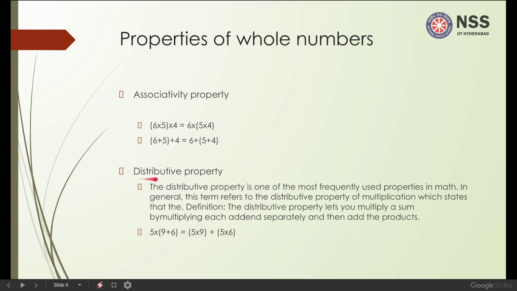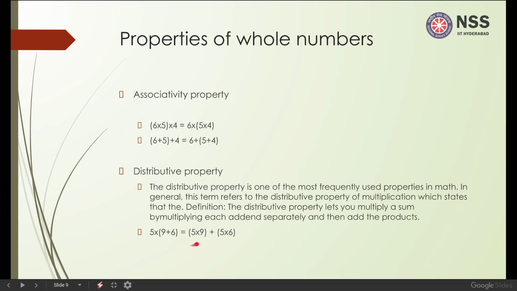Let us understand distributive property. Distributive property states that if we multiply a number with a sum of a few numbers, then it is the same as multiplying each of those numbers separately and then adding their products. Let's take a look at the example. So 5 multiplied by 9 plus 6. So 9 plus 6 is 15, and 15 times 5 is 75.